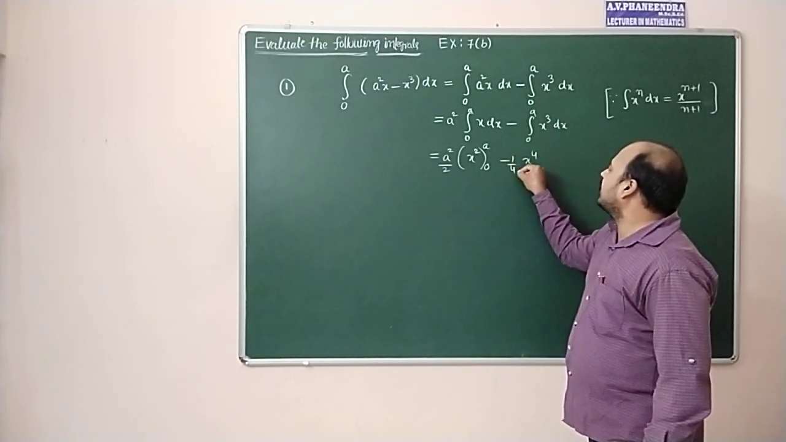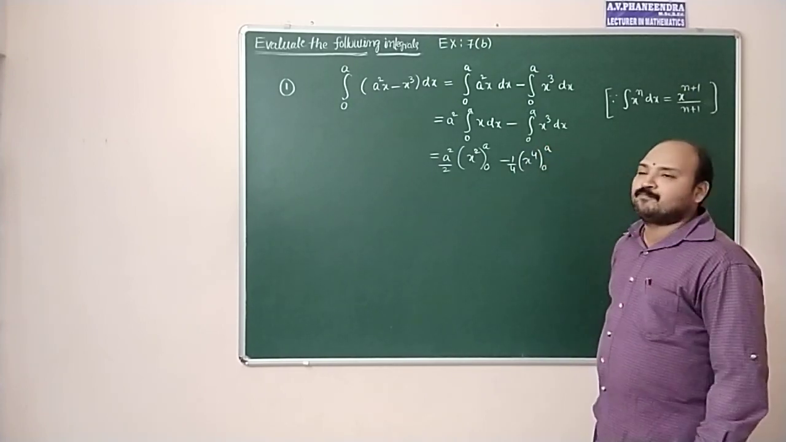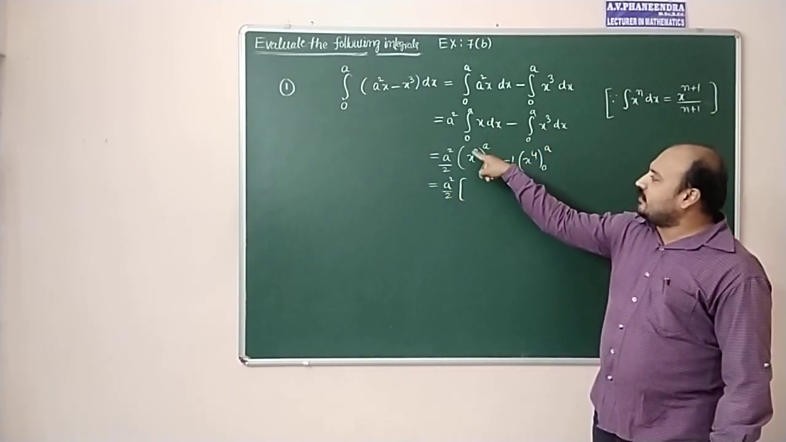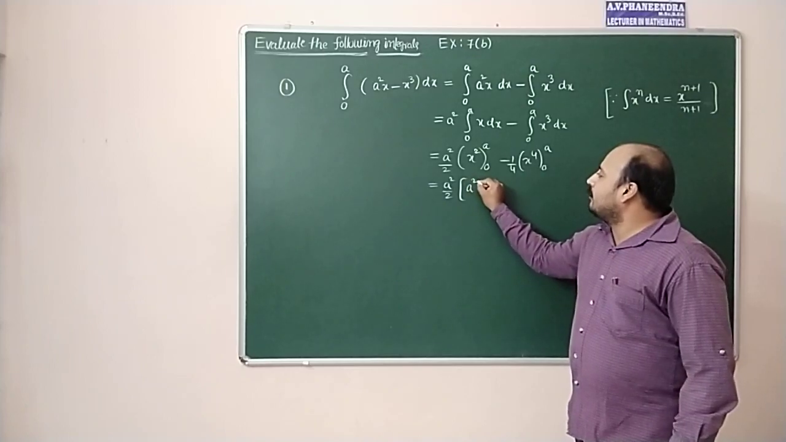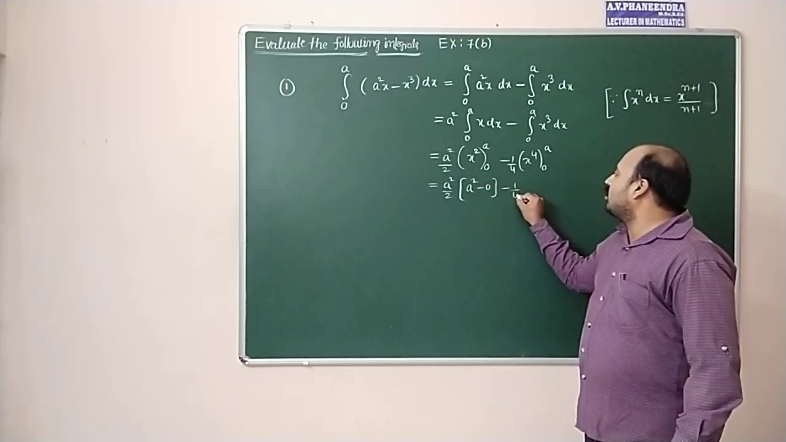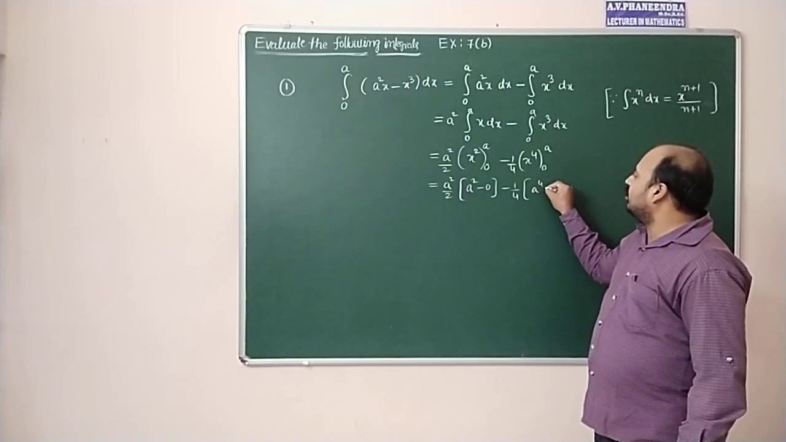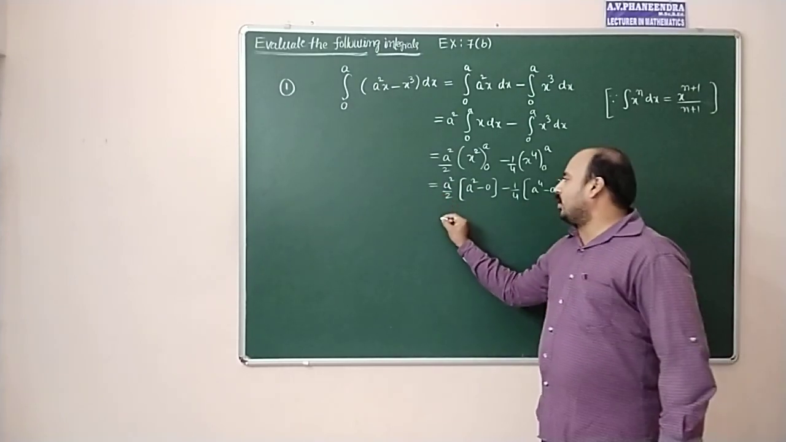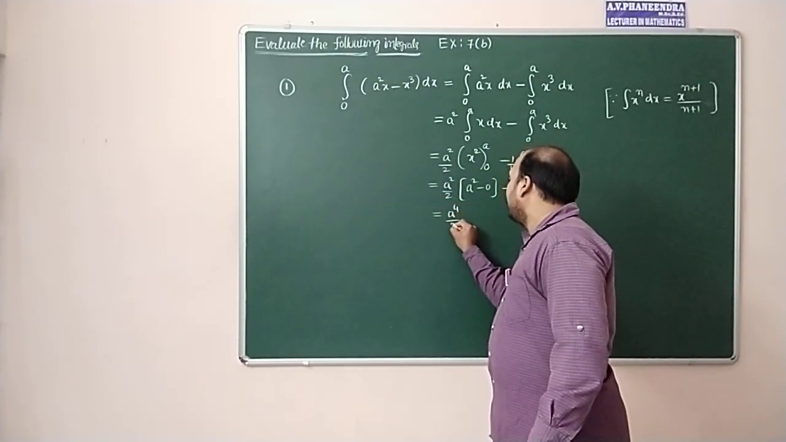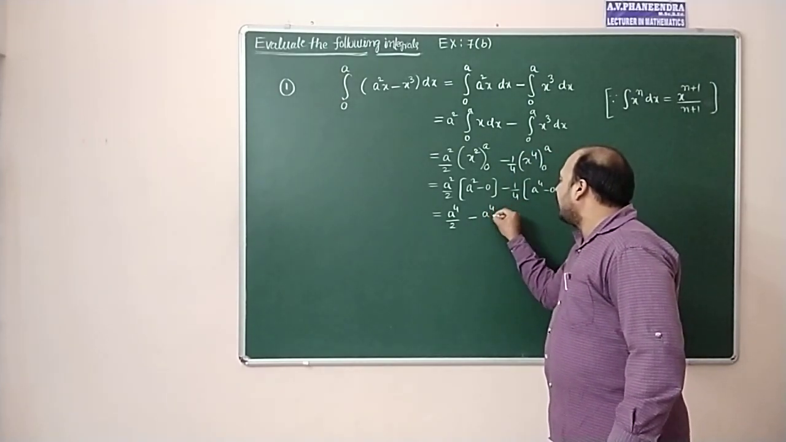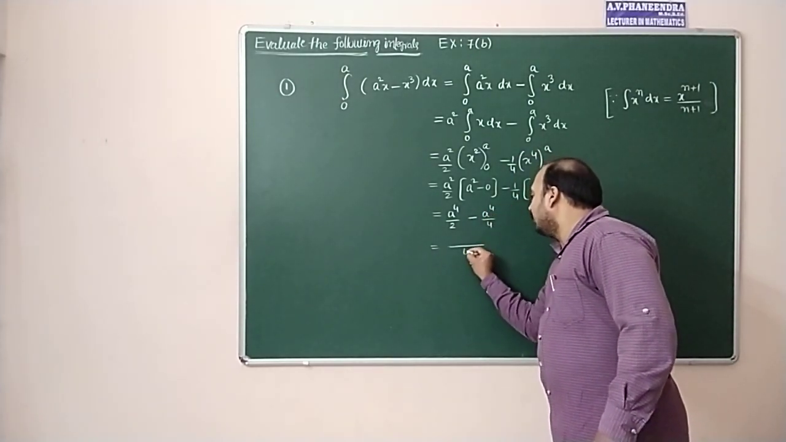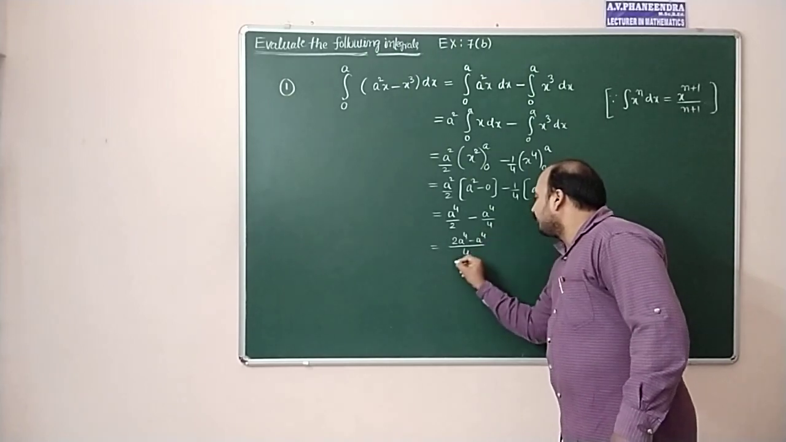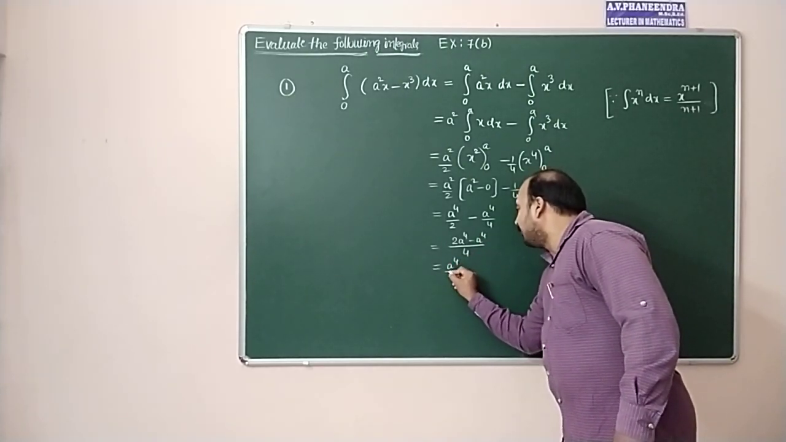So 1 by 4 we can take outside and apply the limits 0 to a, which is equal to a square by 2, keeping bracket first, upper limit wherever x is there you replace: a square minus 0, minus 1 by 4 into a power 4 minus 0. A square minus 0 is a square. A square into a square is a power 4. So a power 4 divided by 2 minus a power 4 divided by 4. By taking LCM 4, 2 times a power 4 minus a power 4, which is equal to a power 4 divided by 4.